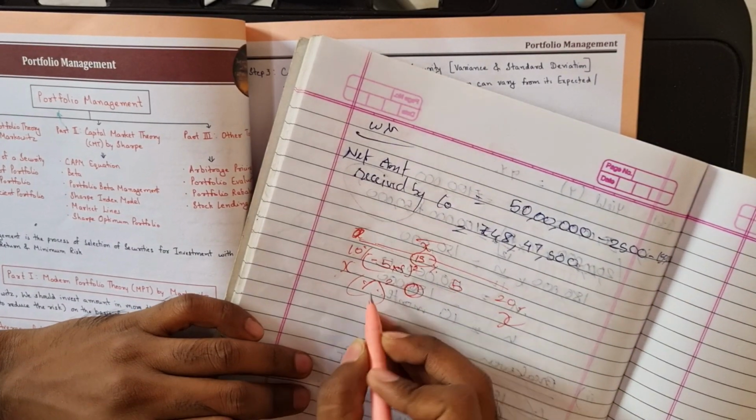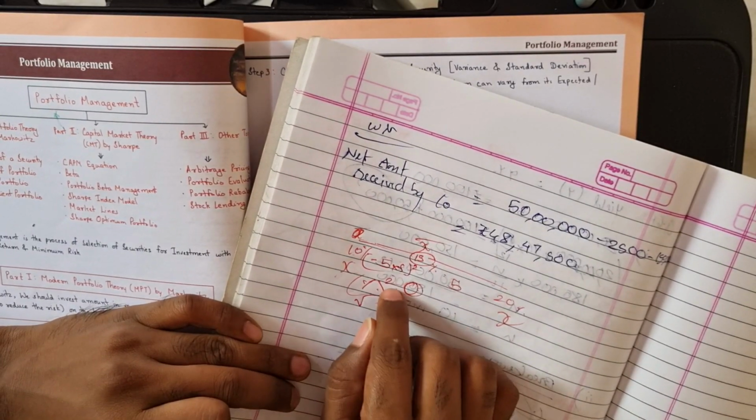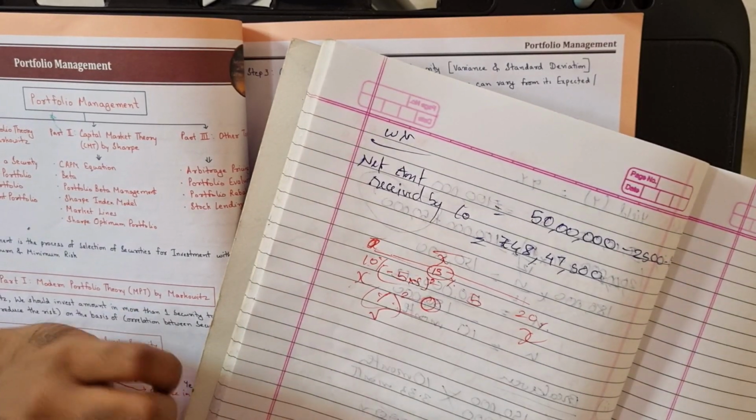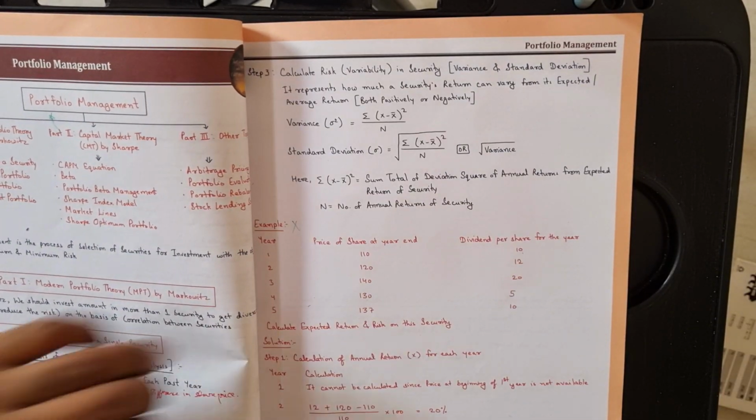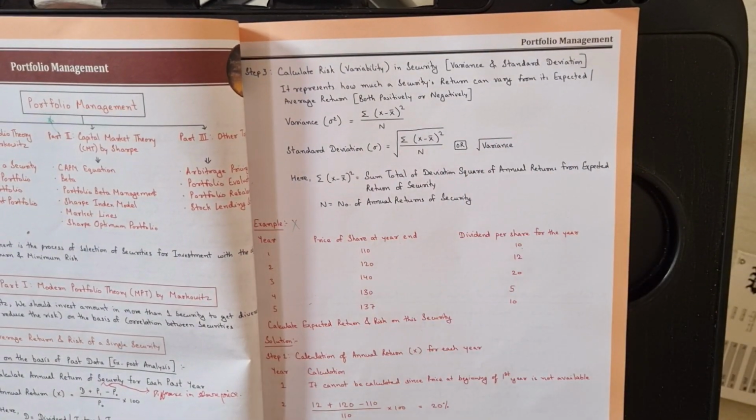So what we need to do, we need only percent, so we'll square root it, right? If you want to remove square, we do square root. So that's what is happening here. We will do square root of variance.